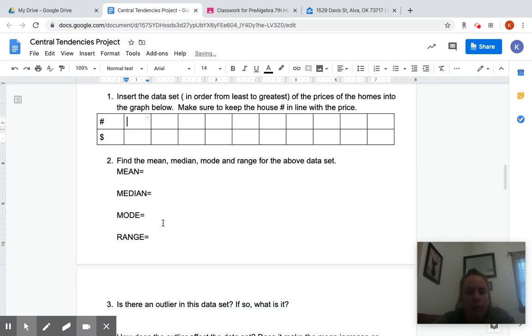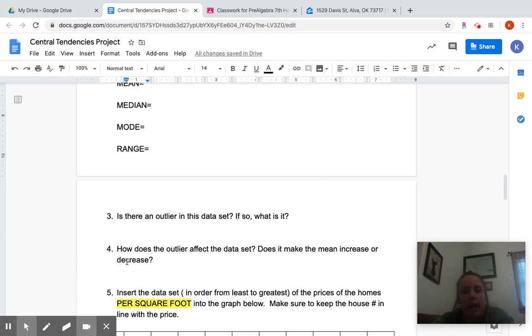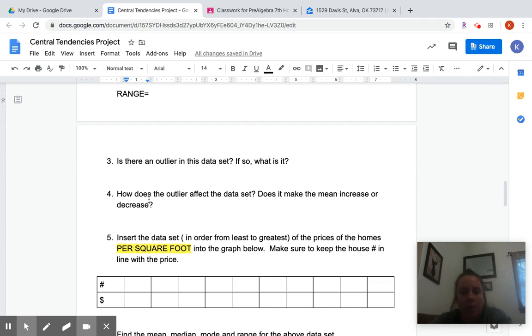And then we're going to go to question number 3. Is there an outlier? I can't help you with that because everyone's going to have a different set of data. So look and see, is there a number that's a lot higher? Is there a number that's a lot lower? Go ahead and check that out and see if you can figure it out.